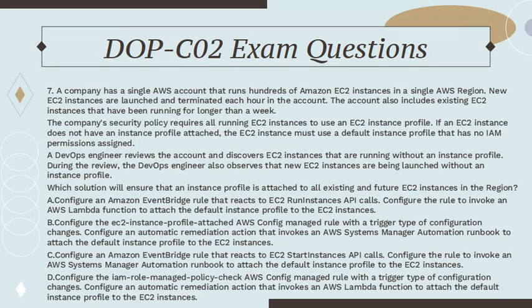Which solution will ensure that an instance profile is attached to all existing and future EC2 instances in the region? A. Configure an Amazon EventBridge rule that reacts to EC2 RunInstances API calls. Configure the rule to invoke an AWS Lambda function to attach the default instance profile to the EC2 instances.